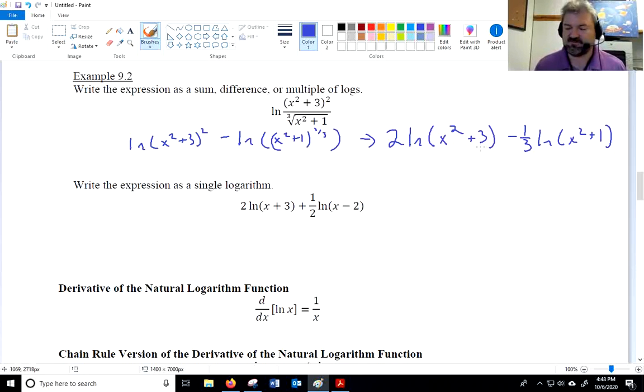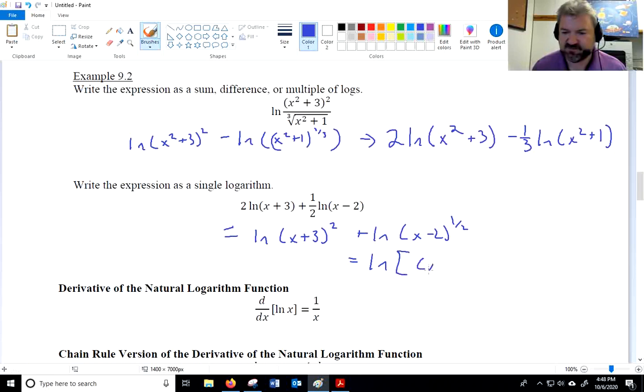I can't do anything with the plus on the inside, but that actually would make it a lot easier to do calculus on. Sometimes when we're doing algebra, we want to express things as a single logarithm, so we need to be able to go both directions. Usually we're going to expand when we're doing calculus, but contracting for algebra is good. So first thing I'll do is I'll move these coefficients up, make this the natural log of x plus 3 squared. Then I'll make this the natural log of x minus 2 to the 1/2. And then we know that addition on the outside means multiplication on the inside. So this is x plus 3 squared times x minus 2 to the 1/2.